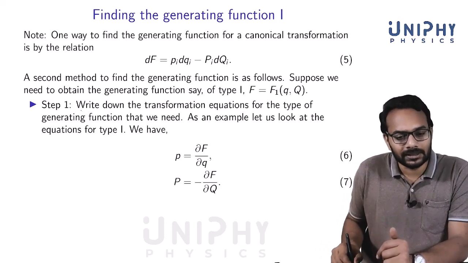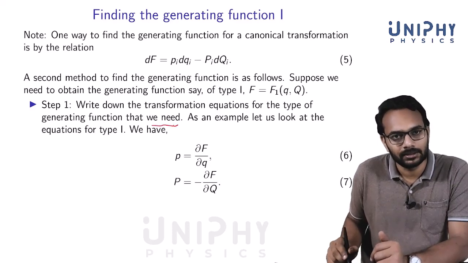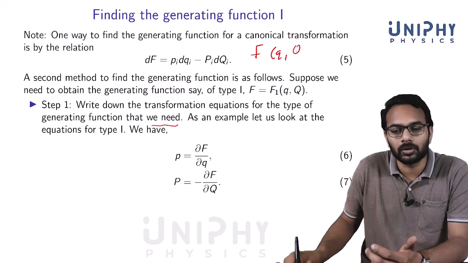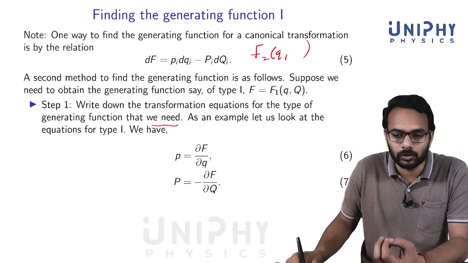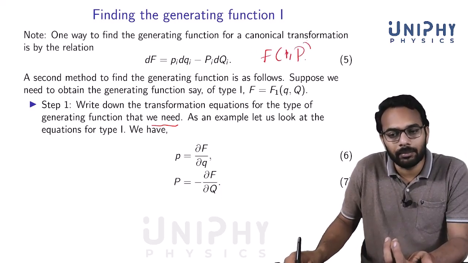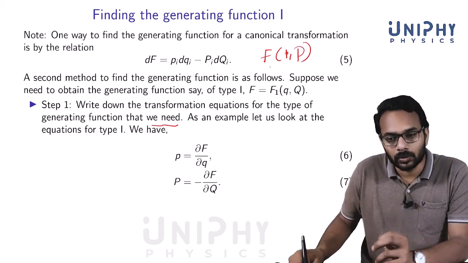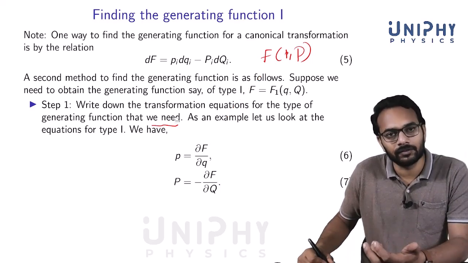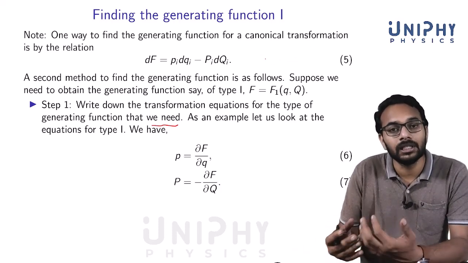Okay. So first thing is to write down the transformation equation for the type of generating function that we need. They may ask you to find the generating function F of small q comma capital Q, or they may ask you to find F2, or simply F of small p comma capital P. They may ask you like this. So the first step is to write down the kind of generating function that you need to find.